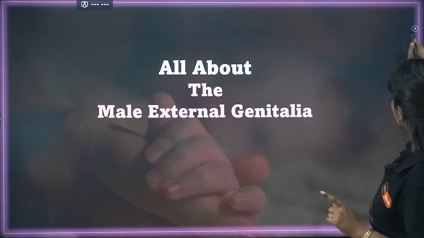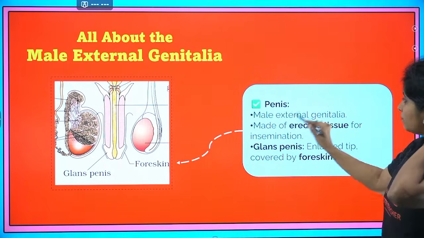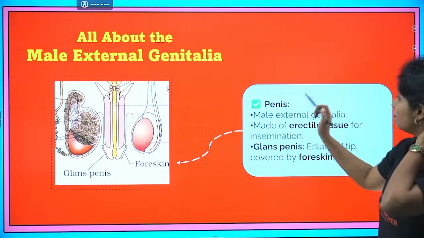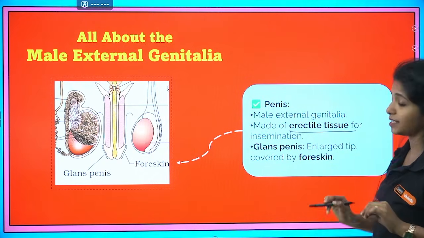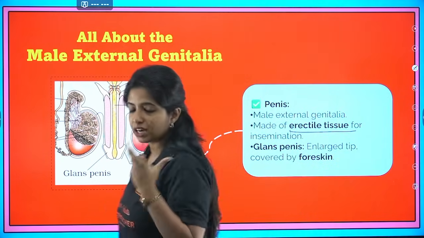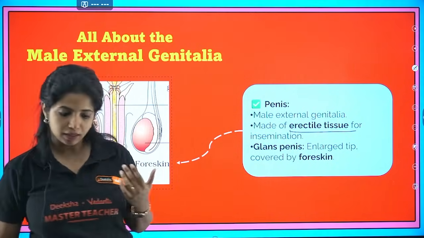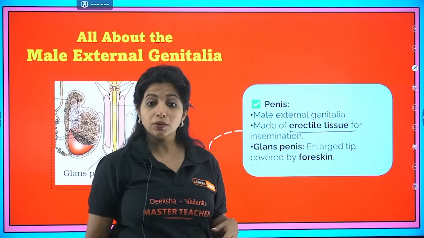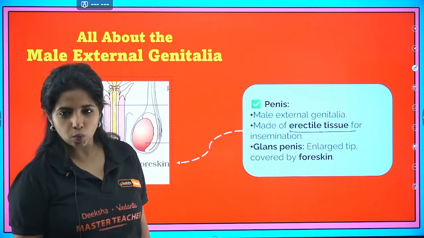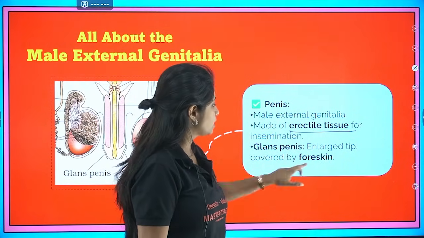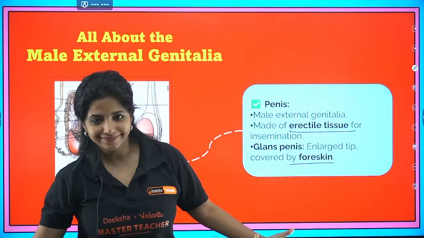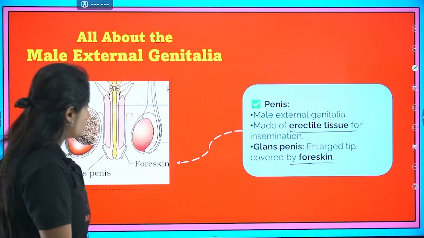Now all about the male external genitalia, we studied about it. Male external genitalia is the penis, made up of erectile tissue. Yes, that we didn't study. It is made up of erectile tissue so that it can inseminate. If erectile tissue is not working properly, do you think insemination can take place properly? No. Glans penis is the enlarged tip. It is covered by what? Foreskin. Done. We are done with this.